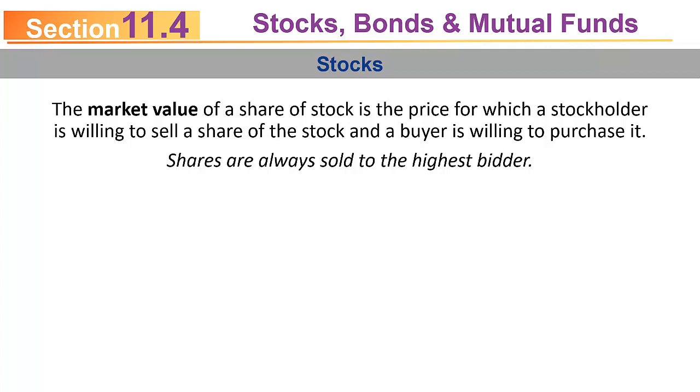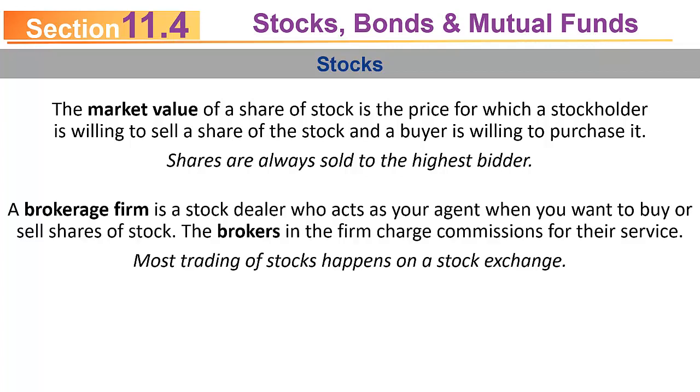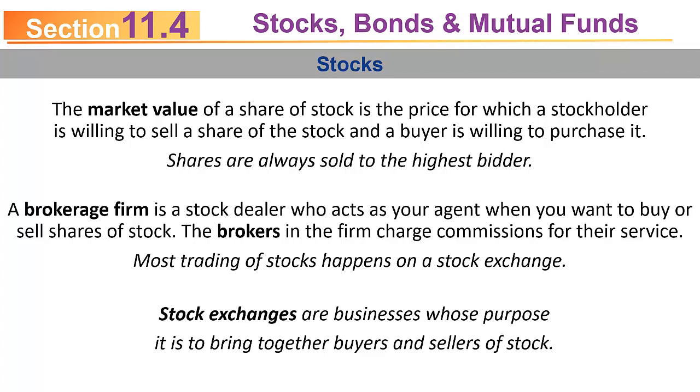The market value of a share of stock is the price for which a stockholder is willing to sell a share of the stock and a buyer is willing to purchase it. In other words, you have to have a buyer and a seller who will agree on a price, and shares are always sold to the highest bidder. A brokerage firm is a stock dealer who acts as your agent when you want to buy or sell shares of stock. The brokers in the firm charge commissions for their service, and most trading of stocks happens on a stock exchange. Stock exchanges are simply businesses whose purpose is to bring together buyers and sellers so they can exchange shares of stock.